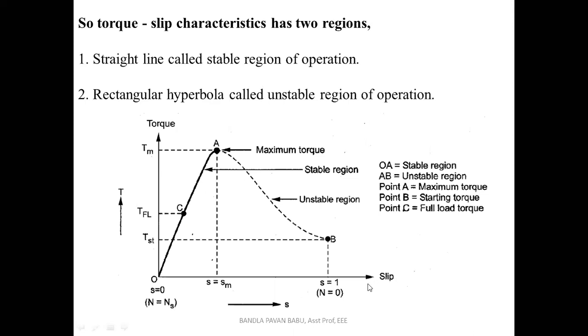Look at the axes there. The x-axis represents slip, and the y-axis represents torque in Newton meters. s equal to 0 here means it is the start position, that is, the running condition starts. Next, s equal to 1 is the standstill condition. If slip equals 0, the stator speed is equal to the rotor speed, that is, ns equals n. If slip equals 1, what happens? The rotor never rotates, it is in standstill condition, so the rotor speed n equals 0.